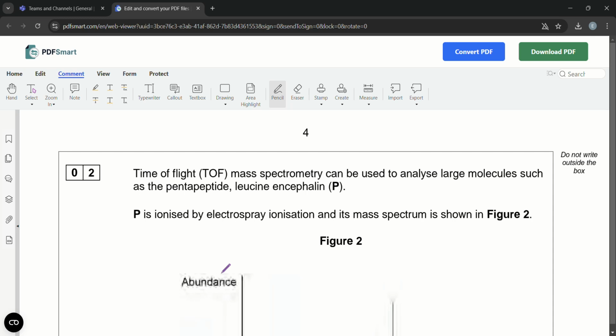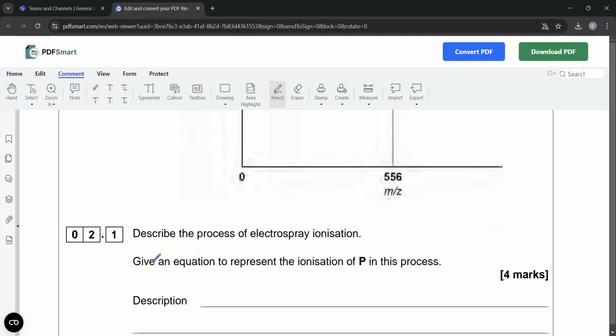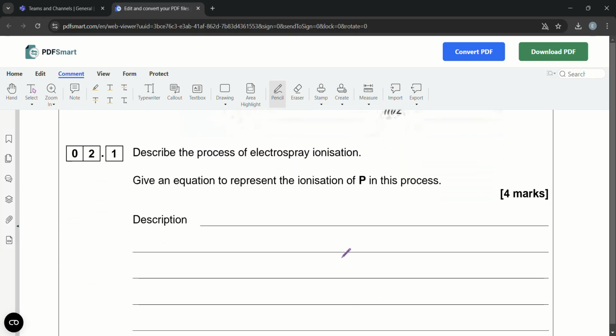Question 2. Time of flight (TOF) mass spectrometry can be used to analyze large molecules such as the pentapeptide leucine enkephalin, P. P is ionized by electrospray ionization, and its mass spectrum is shown in Figure 2. Abundance, m/z value. Describe the process of electrospray ionization.